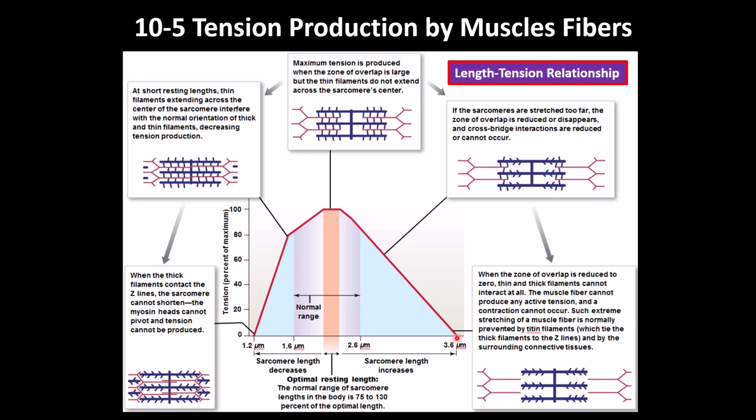And if the muscle is very stretched, then there is no connection between the thick filament and thin filament. So even if you stimulate the muscle, the heads of the myosin cannot attach to the thin filament. It cannot attach to the actin. So nothing will happen. That's why the tension is almost zero here, or it will go to zero if the muscle is stretched too much.